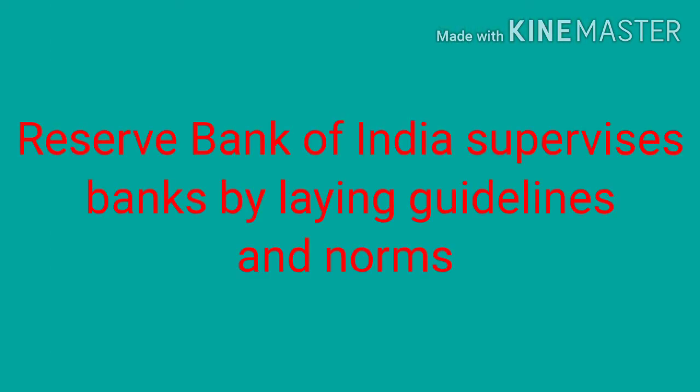The first main function of the Reserve Bank of India is that the RBI supervises banks by laying down guidelines and norms, and always forces the banks to follow these norms and guidelines while lending, that means loans to the borrowers, and also accepting deposits from the depositors. In all these transactions, the commercial banks have to follow the guidelines and norms already declared by the Reserve Bank of India.